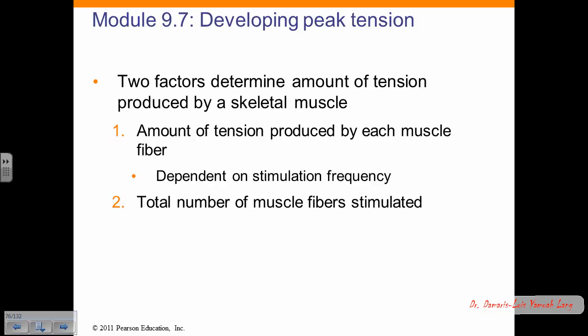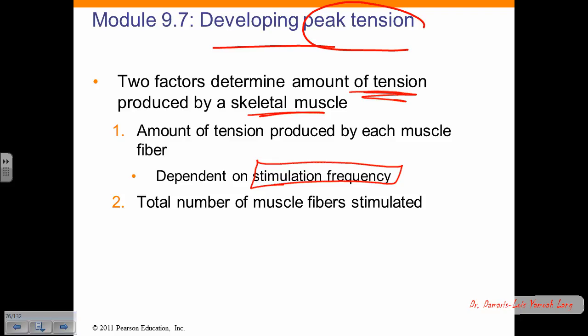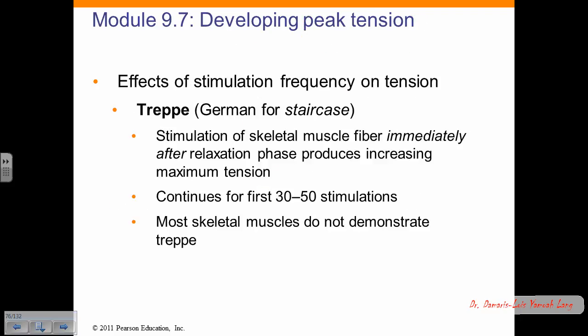Now, this part, the tension thing, this is the last thing I'm going to say, then we are off. We are looking at two factors that will determine the amount of tension produced in the skeletal muscle: the frequency of stimulation and the total number of fibers that are being stimulated.